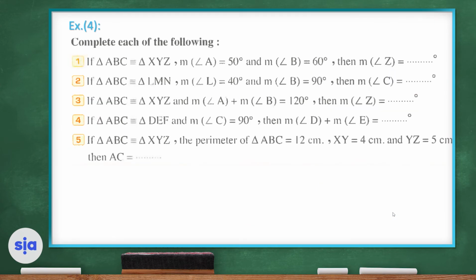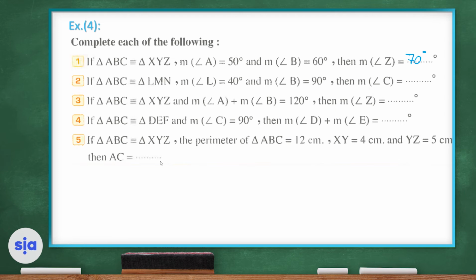Exercise number 4. If triangle ABC is congruent to triangle XYZ, angle A is 50, angle B is 60, how can we find the measure of angle Z? If angle A is 50 and angle B is 60, automatically angle C is 180, take away 50 plus 60, so angle C is 70 degrees. So here angle C is equal to angle Z, so angle Z is 70 degrees.